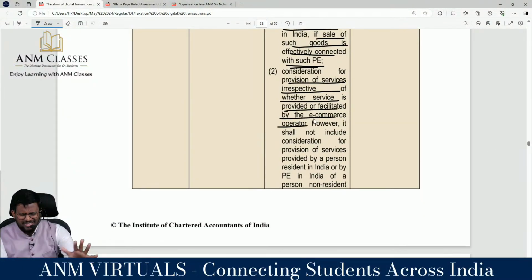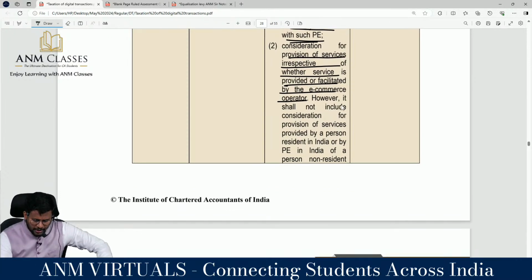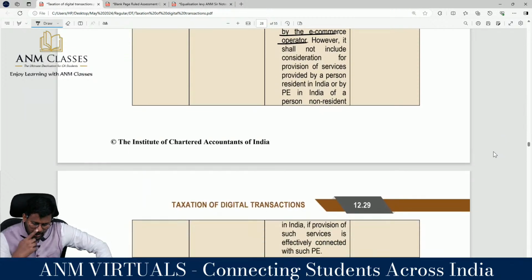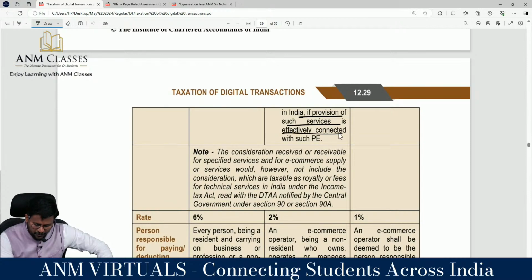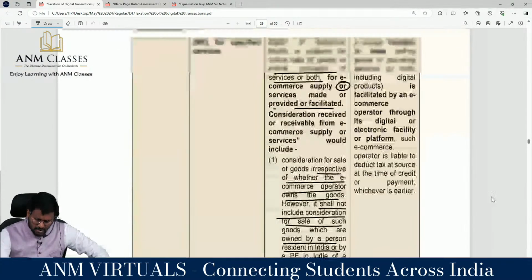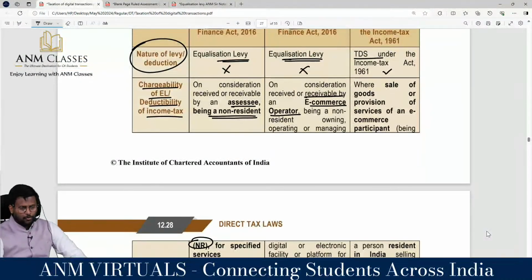What they are saying is, whether the goods are owned by the e-commerce operator or by someone else, and whether the service is provided by the e-commerce operator or by someone else, everything will form part of turnover. Correct? However, it shall not include consideration for provision of service provided by a person resident in India or by a PE in India of a person non-resident in India if provision of such service is effectively connected with such a PE. Then now, what is 194O TDS?